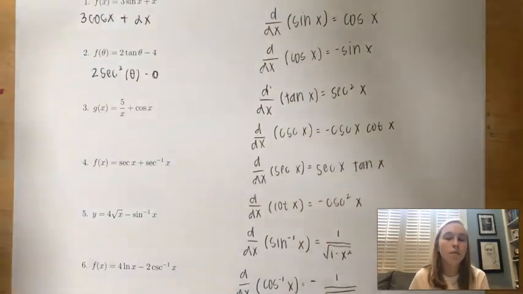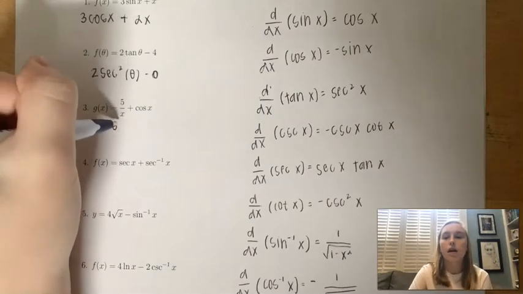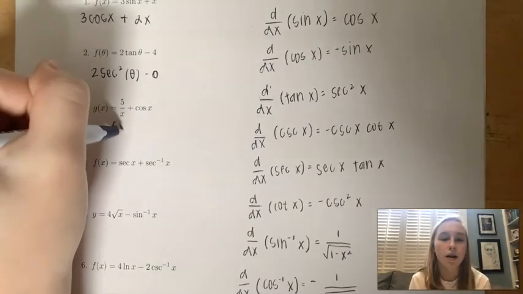So the next problem is g of x equals 5 over x plus cosine x. So I rewrote 5 over x to make this a little simpler.